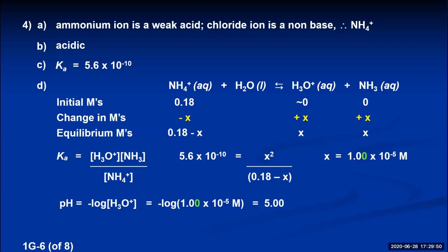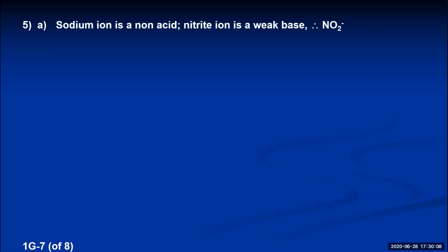Number 5, a solution is 0.025 molar in sodium nitrite. Which ion is going to be reacting with water? The sodium ion comes from the base sodium hydroxide, so the sodium ion is a non-acid. Nitrite comes from the acid nitrous acid, which is a weak acid. So the nitrite ion is a weak base. So therefore, the weak base is going to be the one that reacts. It'll be reacting as a base, and so therefore, it's going to make the solution basic.